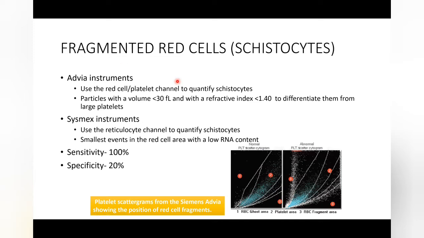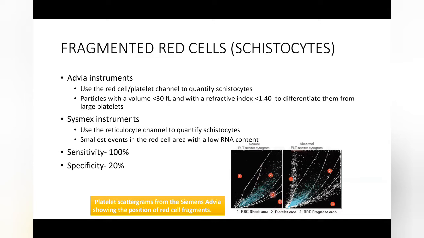So if you look at this fragmented red cell parameter, is it given in the other instruments or not? Let's see. When we look at the ADVIA instruments, no, this is the plot that comes here. This is a platelet scattergram. The first area is the RBC ghost, the second area is platelets, and the third area is your RBC fragments.